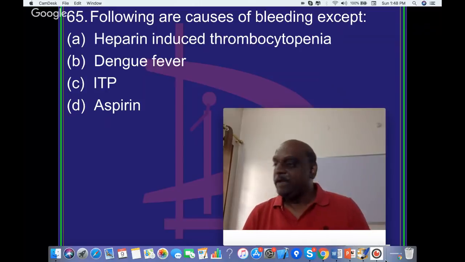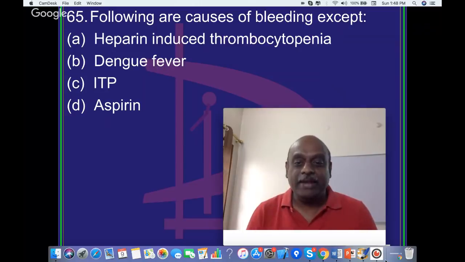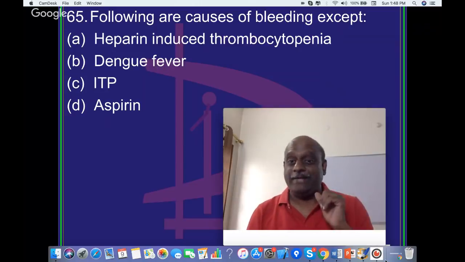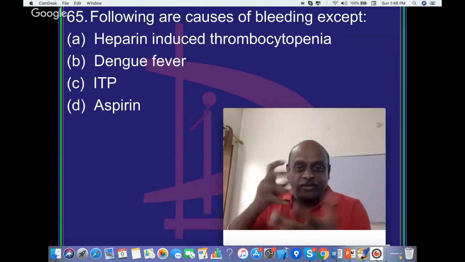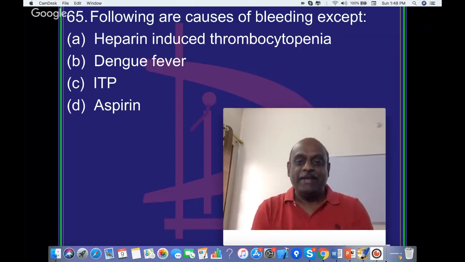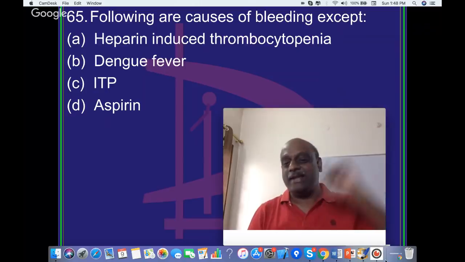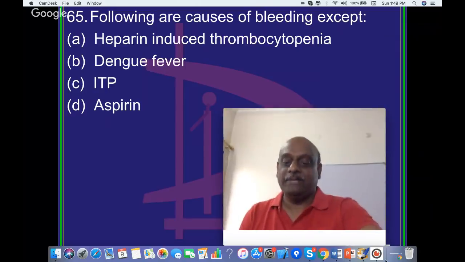I can see Don saying HIT. Absolutely. In heparin induced thrombocytopenia, thrombocytopenia occurs, but the platelets become very sticky and lead to the formation of a clot, which decreases the blood flow to the skin, and you will find a lot of skin necrotic lesions. That characterizes HIT, is what you have to basically remember.